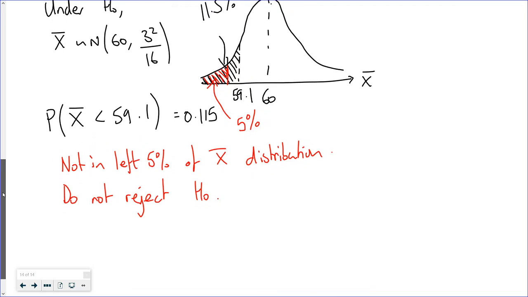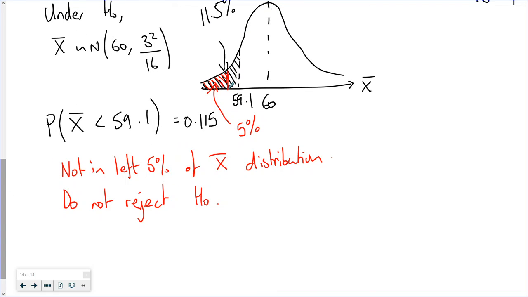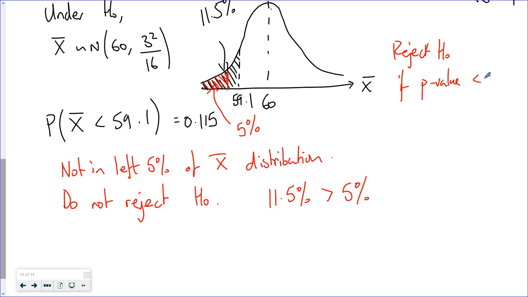And this time, in order to show the examiner that I know I'm not in the left 5%, I'm going to say that that's because 11.5% is greater than 5%. So just as a reminder, reject H0 if the p-value is less than the significance level. And if you've forgotten why that is, then look at the Year 1 Statistics video. This probability here is the definition of p-value.